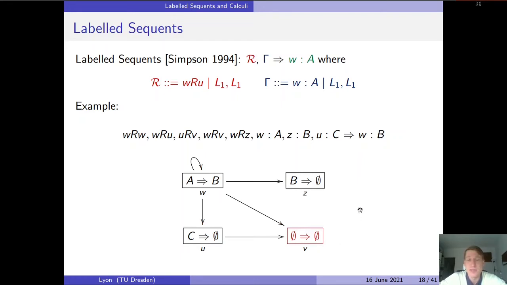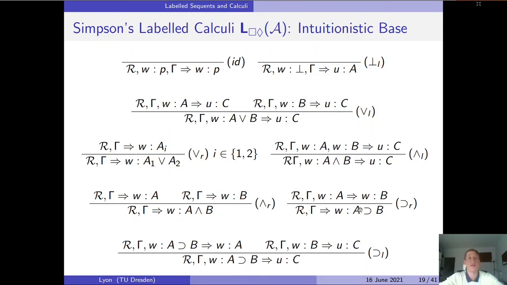So this is how you obtain the graph of a labeled sequent, and I'll use this a little bit later on to explain how to translate between labeled and nested notation. All right, let's now look at Simpson's labeled calculi for the intuitionistic modal logics we're interested in.